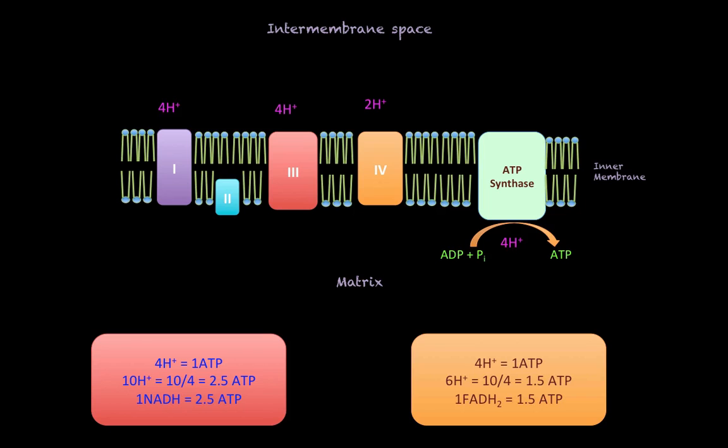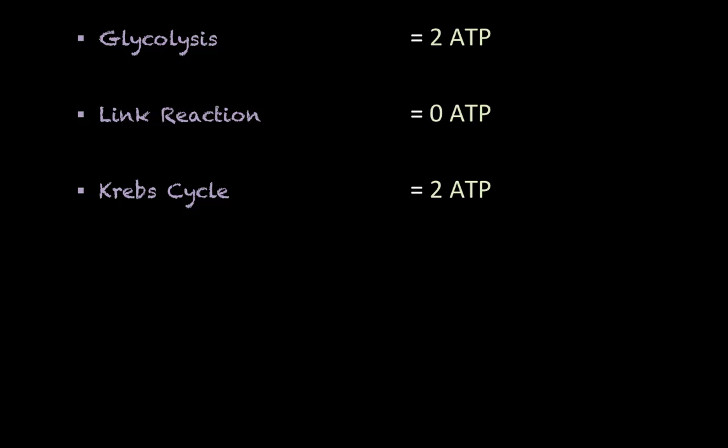So please note that we just took a little piece of oxidative phosphorylation. This is not a full explanation of oxidative phosphorylation, but it's a very important piece. So let's recap. We said that in glycolysis, we got a net gain of 2 ATP. In the link reaction, there was no ATP being formed. In the Krebs cycle, we got 2 ATP.